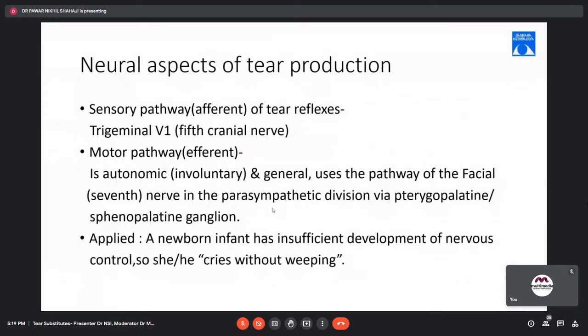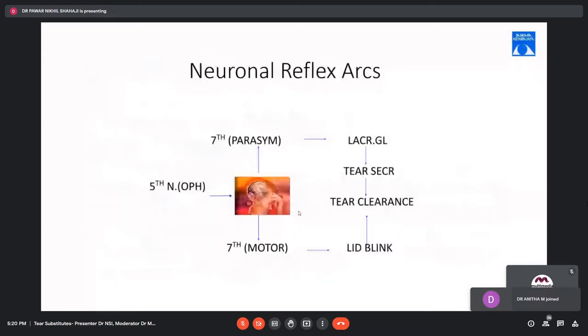So, neural aspects of tear production: there is a sensory pathway and a motor pathway. The sensory afferent pathway is from the fifth nerve, trigeminal. The motor pathway is autonomic and general. Autonomic is the parasympathetic division via the pterygopalatine and sphenopalatine ganglia, and general is by the seventh nerve. So the stimulus is the fifth nerve, and the seventh is parasympathetic motor. There's a lid blink, and by parasympathetic there is lacrimal gland secretion, tear secretion, and then there is tear clearance.